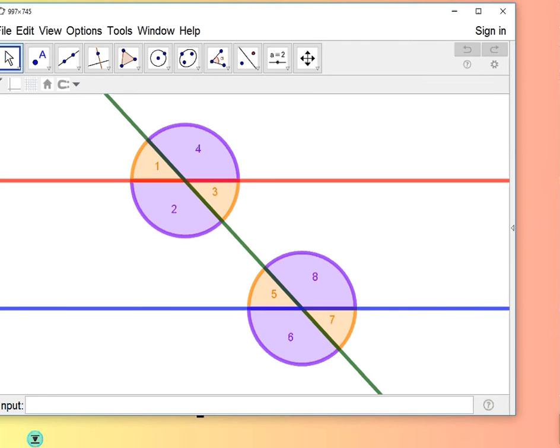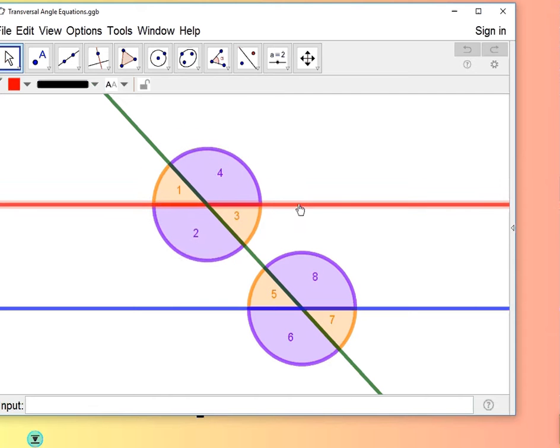And we are going to be looking at angle 3 and angle 8. So those are consecutive interior because they face each other and they're on the same side of this green transversal. So what I'm going to do, again, what we've been doing, take this red line, and I'm going to drag it down.